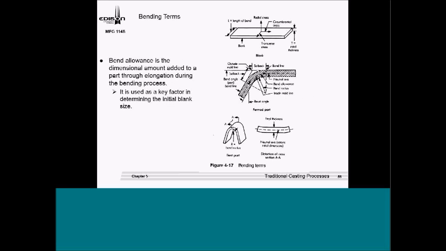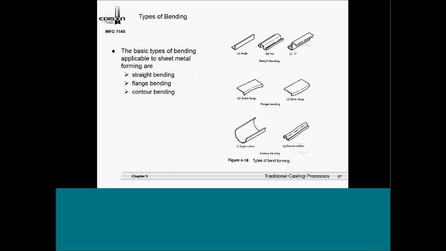So talking about bending terms, allowing for bending allowance, a dimensional amount added to the part through the elongation during the bending process. And again, just allowing for these allowances. Sometimes what you end up doing is cutting what you have left over. Various types of bending: straight bending, flange bending, contour bending, what it looks like.